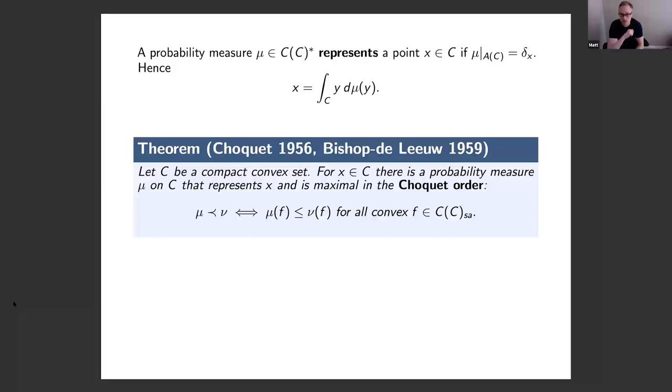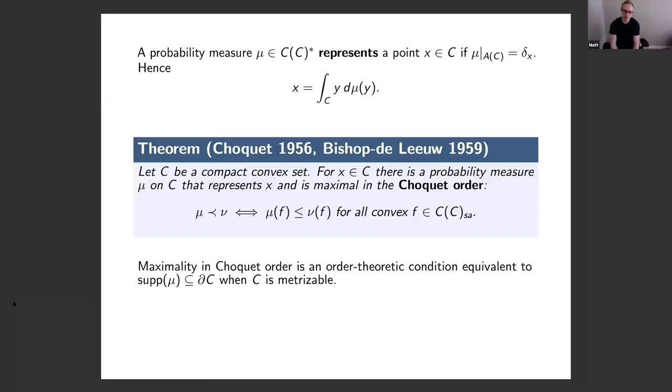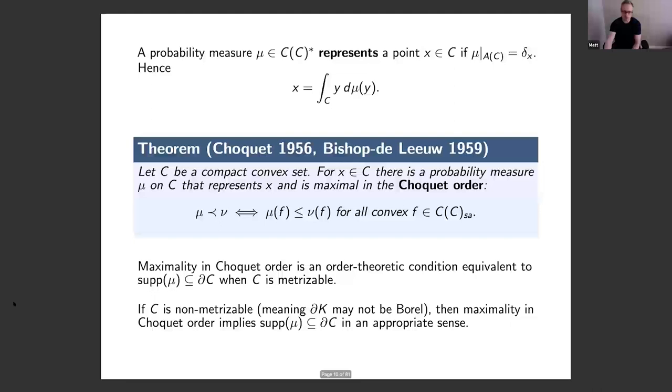So you're testing your probability measures against your convex functions, and this encodes some kind of an order on the set of probability measures, and this order is actually telling you when your probability measure is supported on the extreme boundary. By that, I mean this set of extreme points of C. So what this is saying is that I can take my point and I can get back a probability measure that represents that point, and the support is all the way out along the boundary. So let's look at some special cases of this.